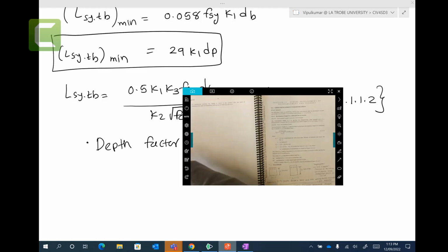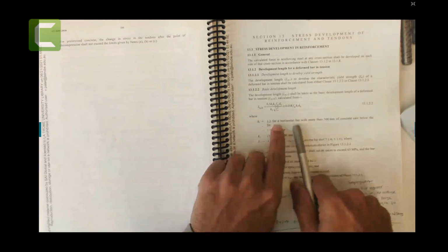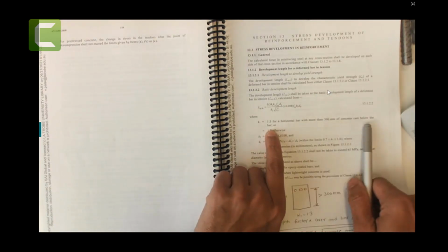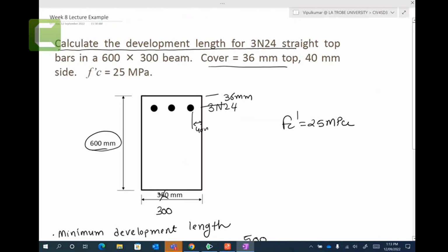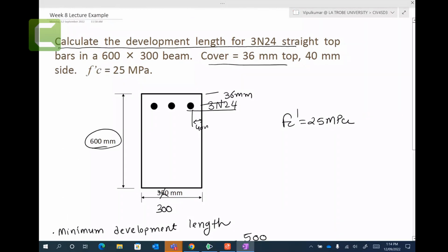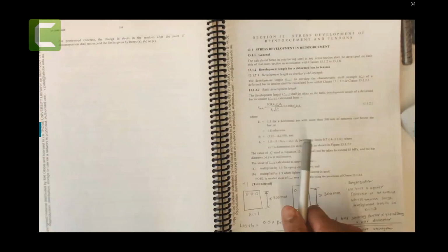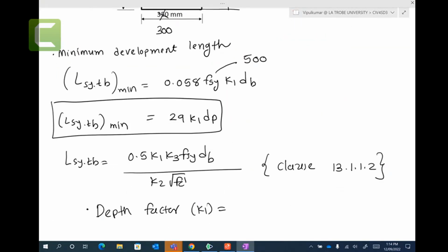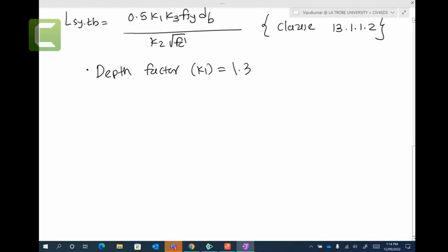Here K1 has two options. K1 can be 1.3 for a horizontal bar with more than 300 millimeters of concrete cast below the bar, or K1 equal to 1. So let me go back and check. I think we have 600. So if I calculate this one, that would be greater than or equal to 300 millimeters. So we are in this category, more than 300, so K1 equal to 1.3. You with me that K1 equal to 1.3?